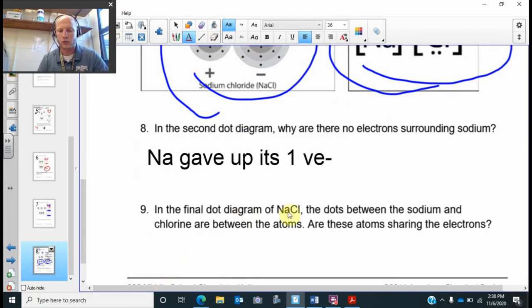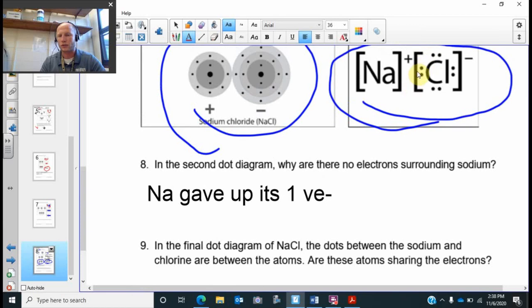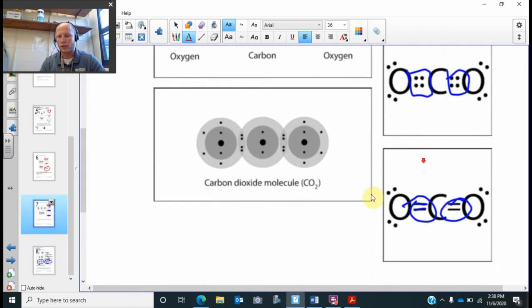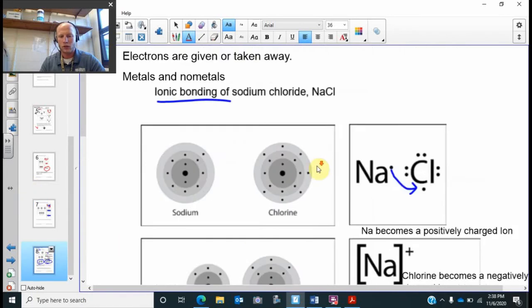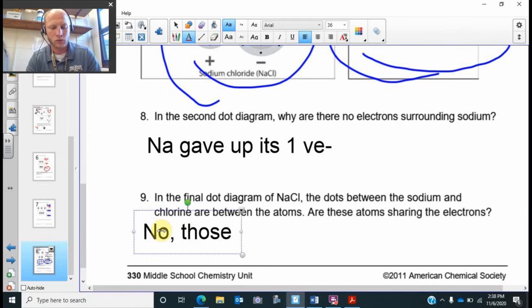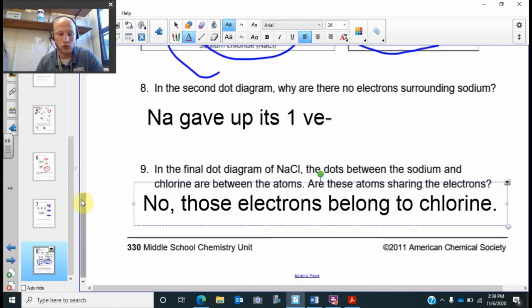In the final dot diagram, sodium chloride, the dots between the sodium and the chlorine are between the atoms. So it's talking about these 2 guys, right? If we go back to here, we see these guys right here, and they're being shared, right? We talked about them being shared. But here, are they being shared? It says, are these atoms being shared? No. Those electrons belong to chlorine, right? In ionic bonding, there's a giving and a taking of electrons. There's no sharing, okay?